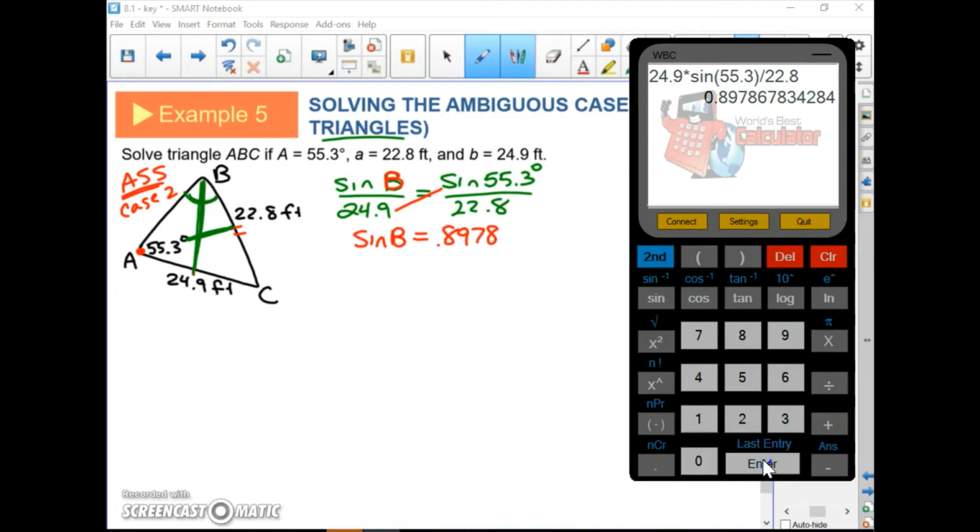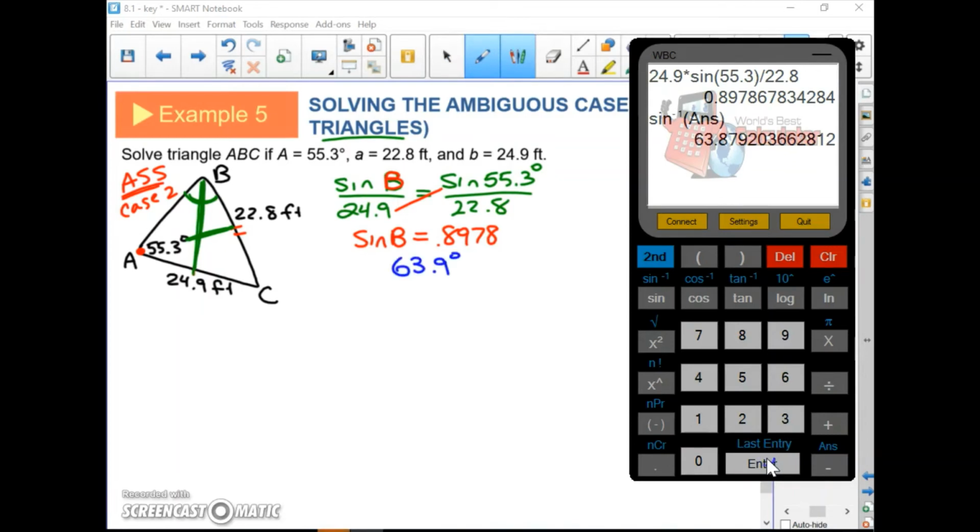So sine B is about equal to 0.8978. But I'm just going to leave that number in the calculator. I don't want to round off in the middle of my problem. I need to do an inverse sine in order to isolate B. So we'll do an inverse sine of that number in the calculator. 63.9. Let's round to the tenth. Let's call that 63.9.